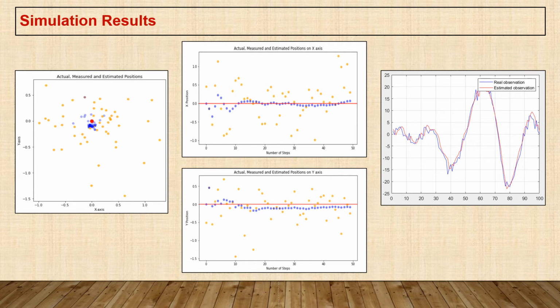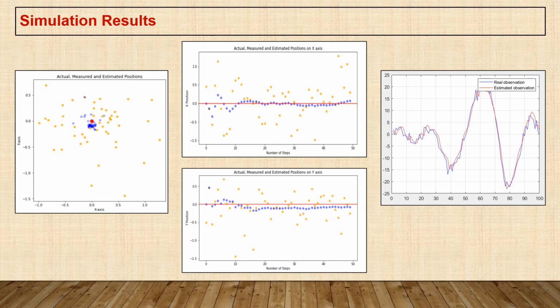So these are the simulation results for the implementation of the Kalman filter in the MATLAB software. It shows the positions of actual, measured, and estimated values. The orange dots in the first three graphs can be seen as the estimated positions. The blue dots are the measured values, and the red path or the red dot can be seen as the actual values. So it is a measure of how near the measured values are to the actual position, and how far the estimated positions are.